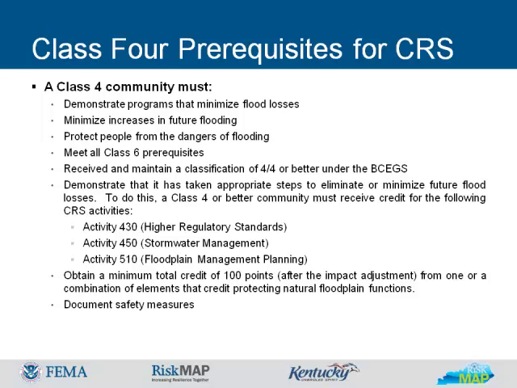In order to be a Class 4 or better, a community must demonstrate that it has enough points to warrant the class and must meet all the Class 6 prerequisites, have received and maintain a classification of 4 out of 4 or better under the BCEGS, and demonstrate that it has taken appropriate steps to eliminate or minimize future flood losses. To do this, a Class 4 or better community must receive credit for the following CRS activities.